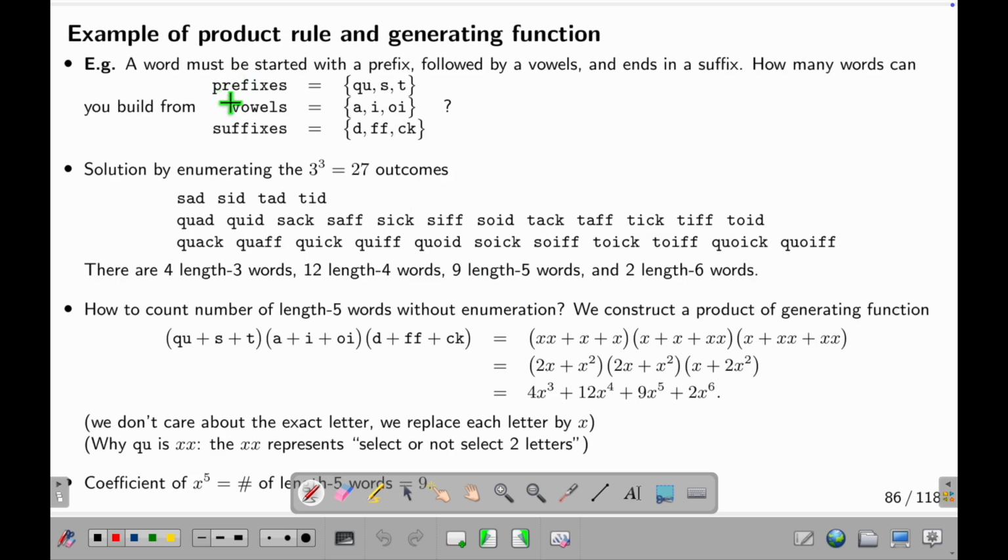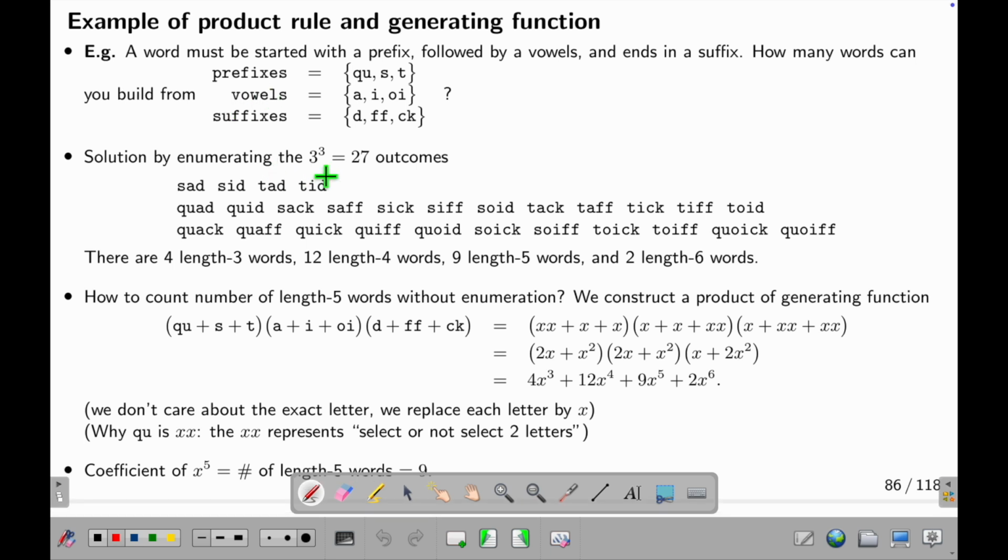Here's a first example. Suppose I have prefix, vowel, suffix. How many possible English words? These are not all English words, some words, okay? You have set, sit, tactic, blah, blah, blah. And then what? If you count this, you have 27 outcomes. Now I'm asking you, how many length 5 words are there? So if you want to do it by brute force, 1, 2, 3, 4, 5. So quack, quick, whatever, these are length 5. This is not, so I have to stop somewhere in the middle.